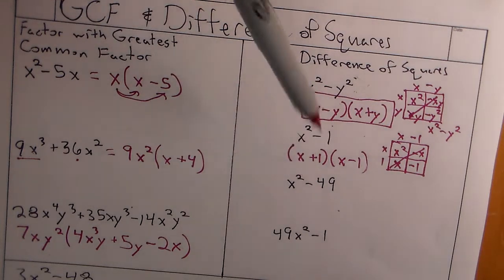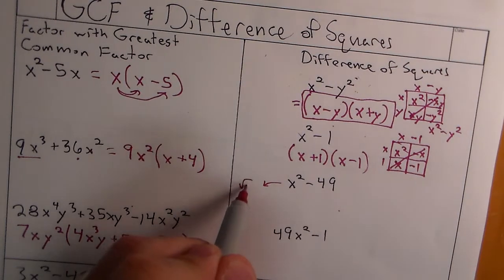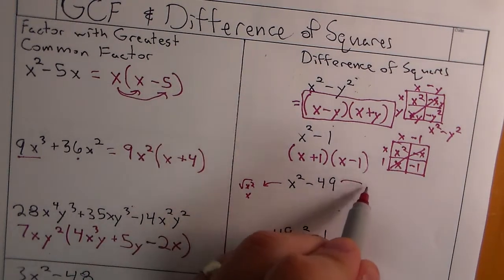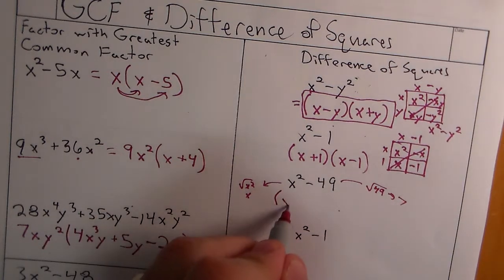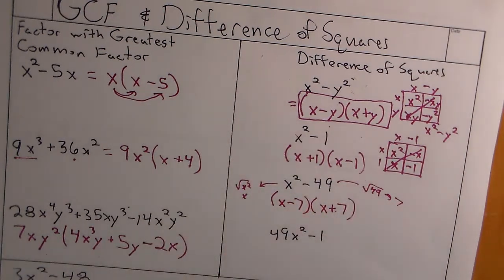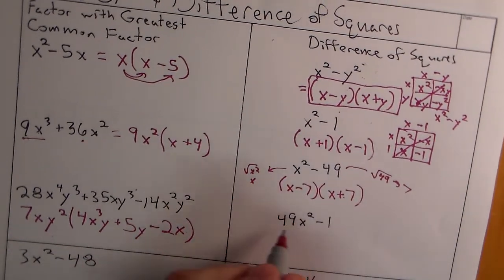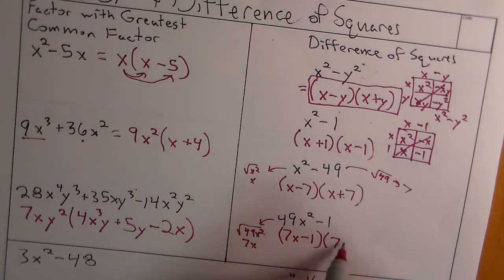So let's look at the next one and kind of guess where it'd go. Well, the square root of x squared is x, and the square root of 49 is 7. So this is going to be x minus 7, x plus 7. If we kept it going, 49x squared minus 1, the square root of 49x squared is 7x. The square root of 1 is 1, so I'm going to go 7x minus 1, 7x plus 1.